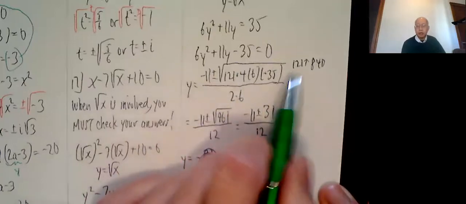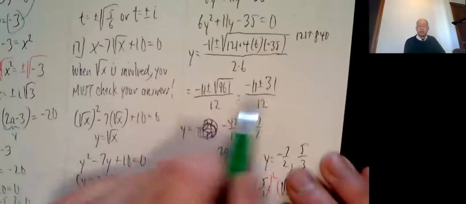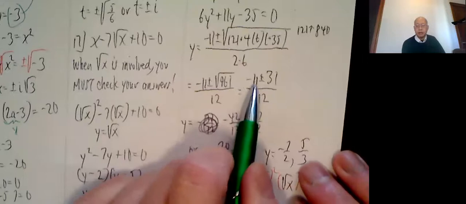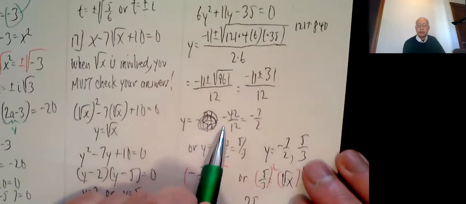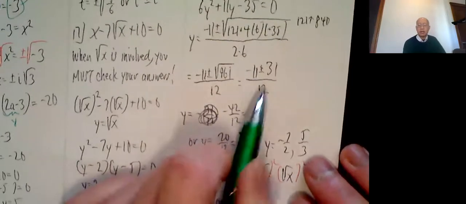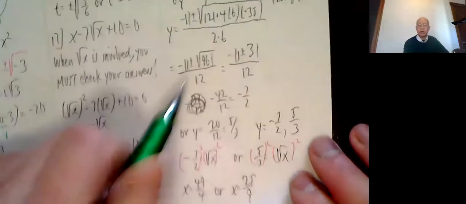This comes out to be 121 + 840. That's 961. Square root of 961 is 31. So I have -11 plus or minus 31 over 12. The negative gives me -42 over 12, which is -7/2. The positive gives me 20 over 12, or 5/3. So these are my y values.